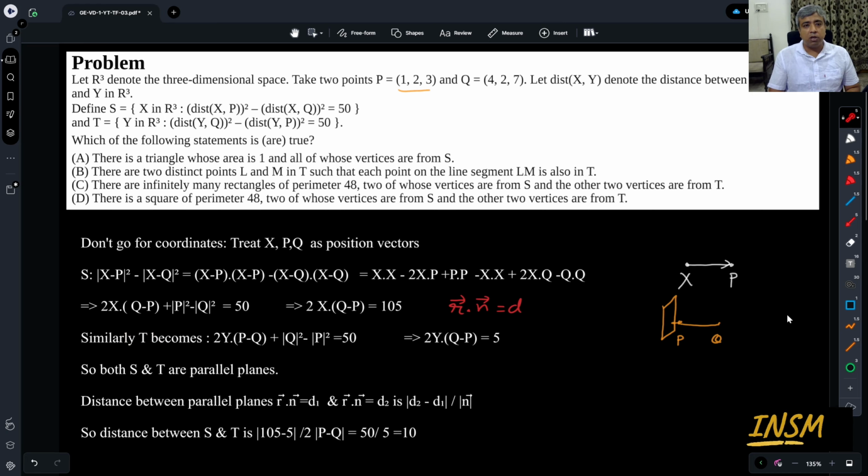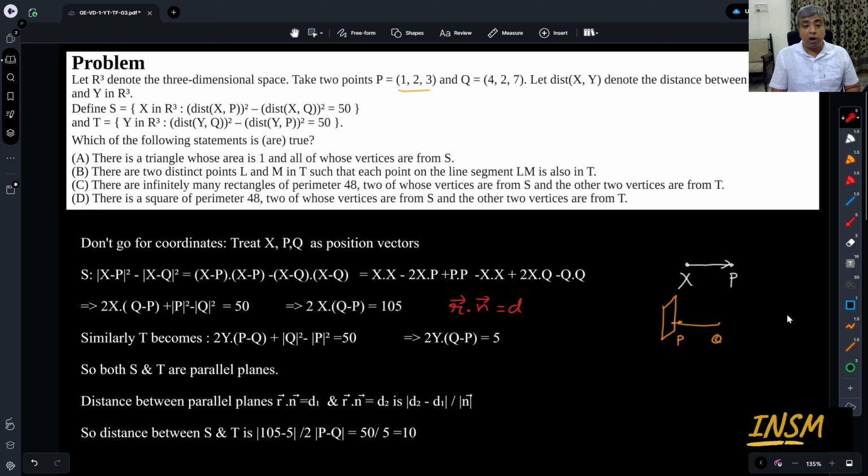Okay, so in this for T, it is just the point, the distance from Q minus distance from P, and square of these. So this you will get, you just replace X with Y, Q minus P will be replaced with P minus Q, and mod P square minus mod Q square with mod Q square minus mod P square equal to 50. We again put the values of mod Q square, mod P square, and we get T also as a plane. Here Y is R dot N.